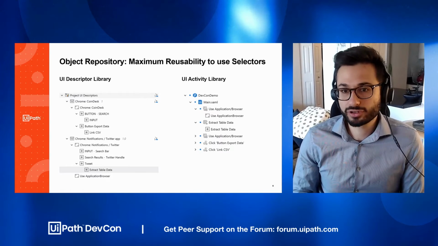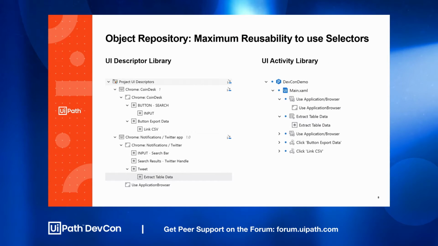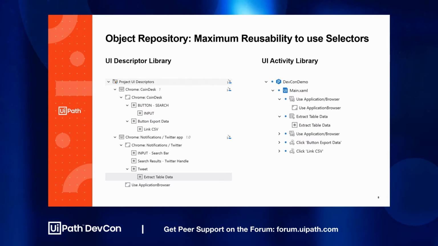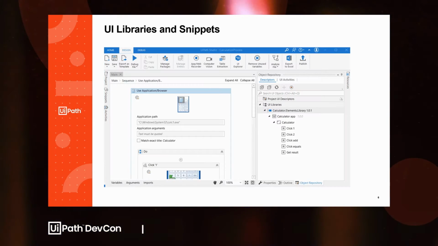So on the right, we have the activity library, we have the different applications, and we have where we use these UI descriptors in the workflow. And then we can take these activities and export them as snippets and use them in other workflows as well, which adds even more reusability in our workflows.